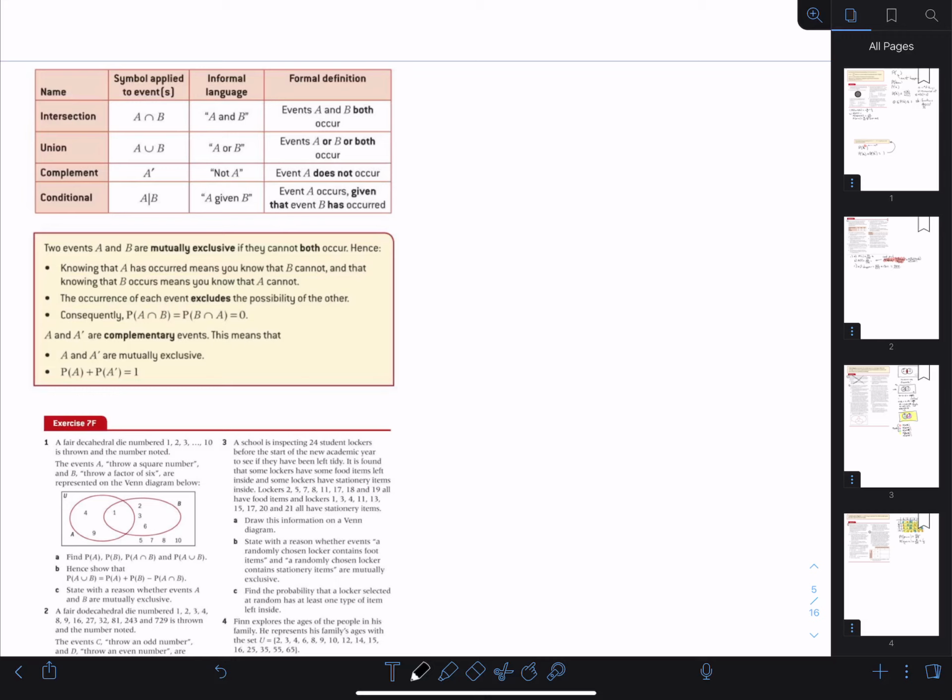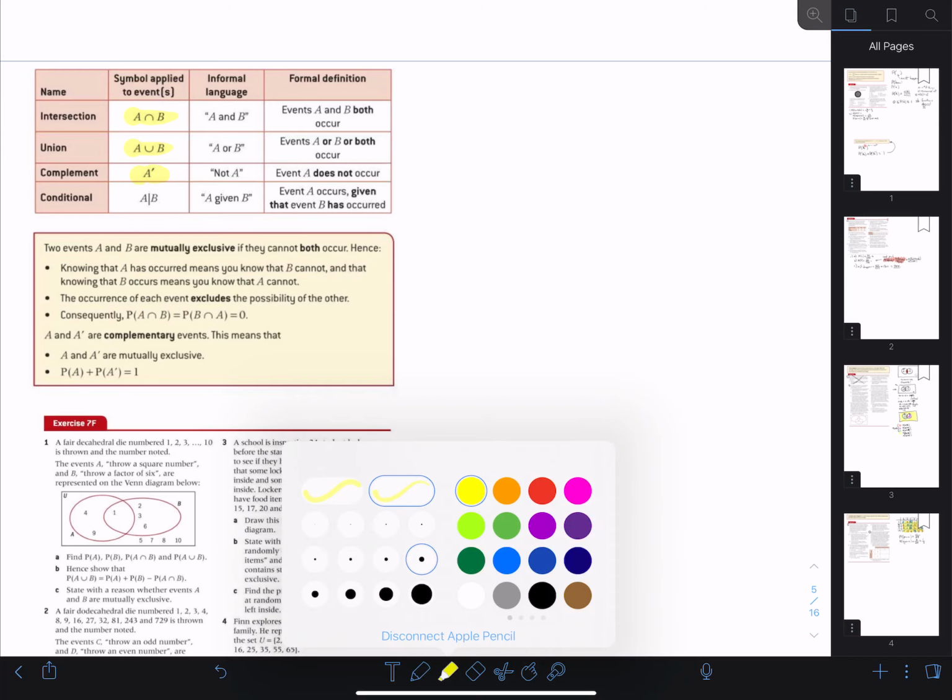Video 3 on probability. Okay, some notation. I've mentioned these before, so just quickly looking at them here. Intersection we talked about. Union we've talked about. Complement we've talked about. Conditional we have not talked about. Okay, so let's talk about it.